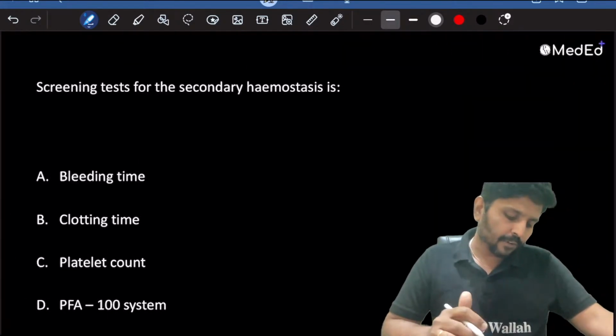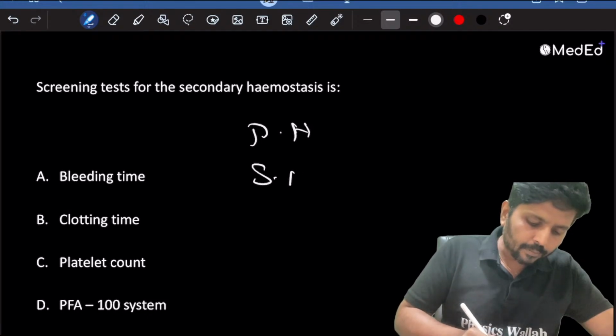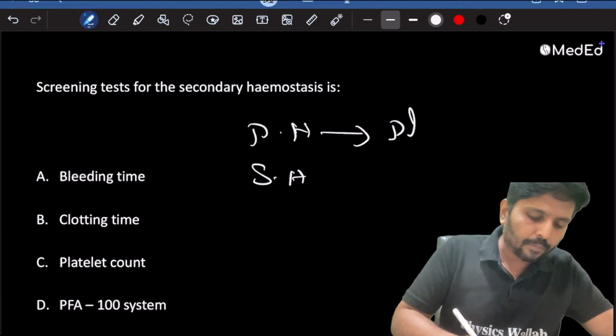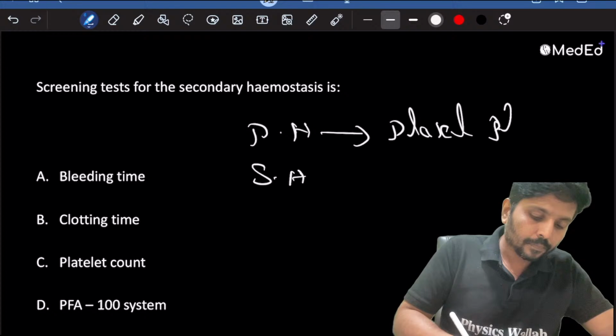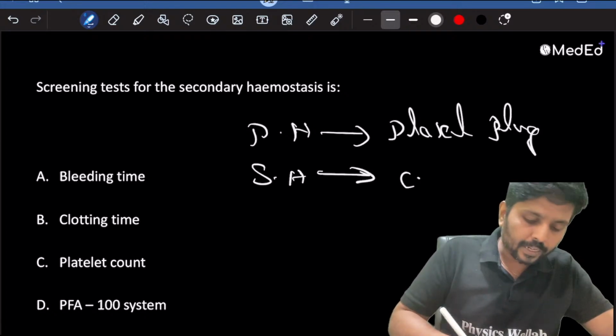So that is the answer for screening of primary hemostasis and secondary hemostasis. Primary hemostasis means platelet plug. Secondary hemostasis means clotting factors.